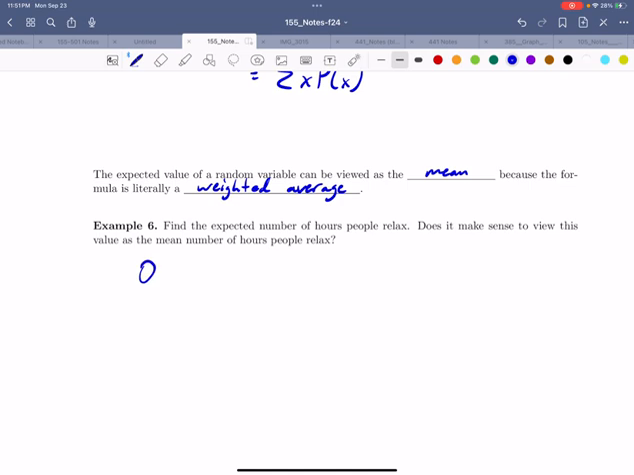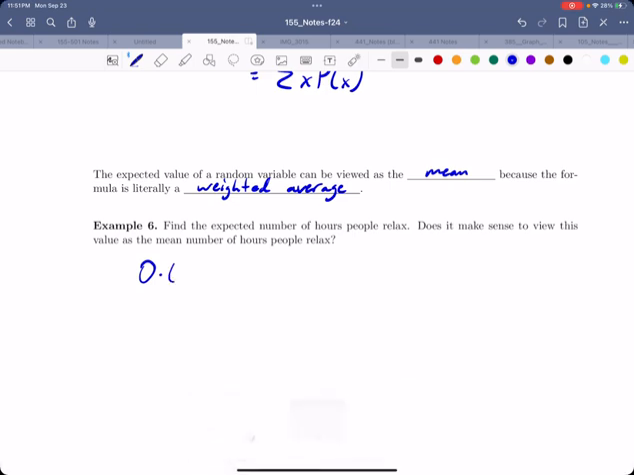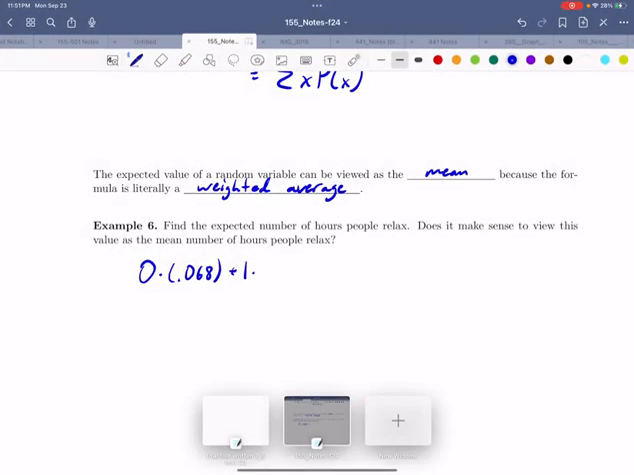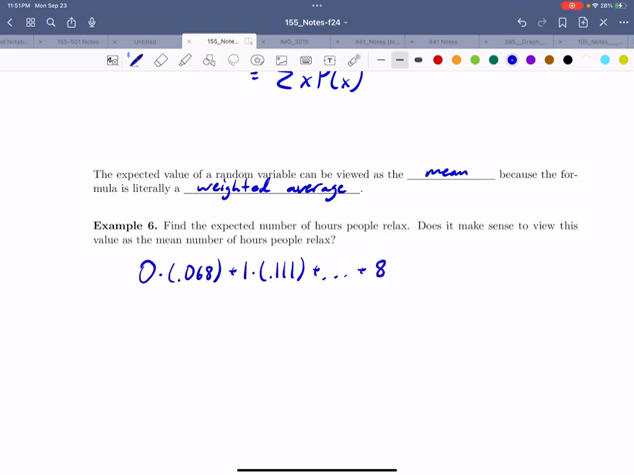So I guess I'll just say 0 times, let's see, what do we have there? 0.068 plus 1 times, I'll just write the first couple out, 0.111 plus etc. plus 8 times, what was that? 0.036. Equals 3.36 hours. Now, what does this mean?